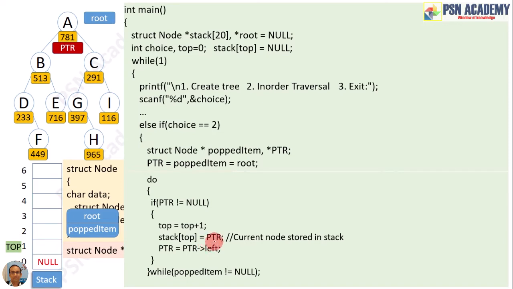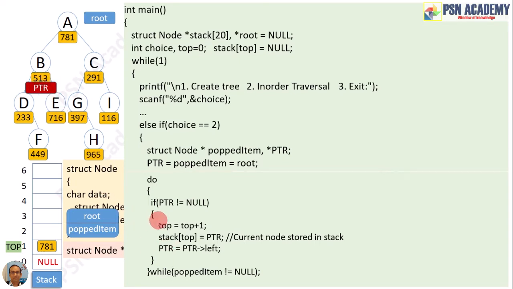Then stack top equal to PTR. That means you store PTR's address to stack top. That is, 781 comes over here. And you set PTR to PTR left. That means PTR is 781 and its left is 513. So PTR comes down over here.